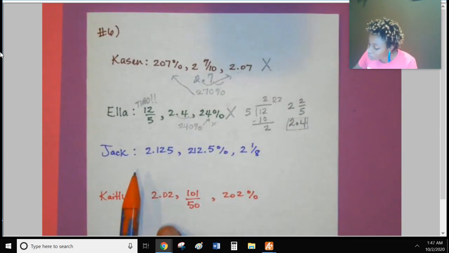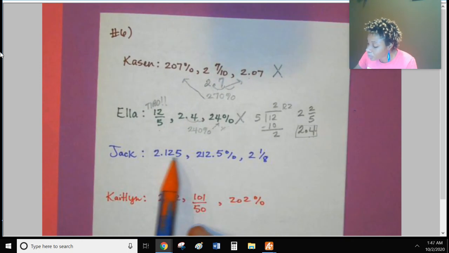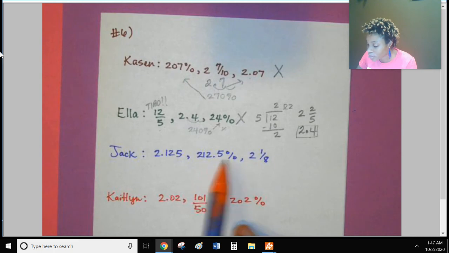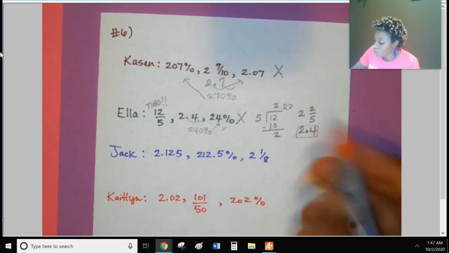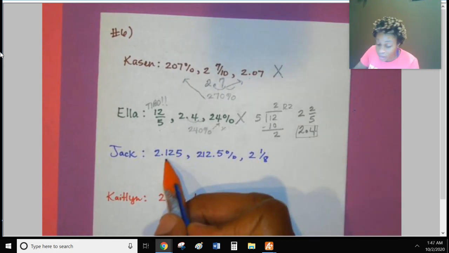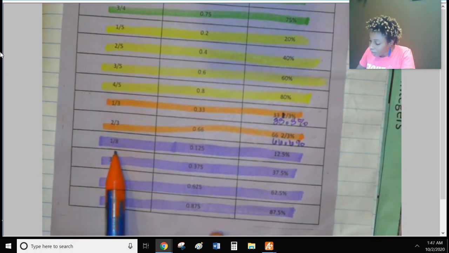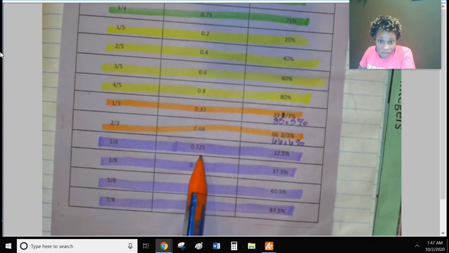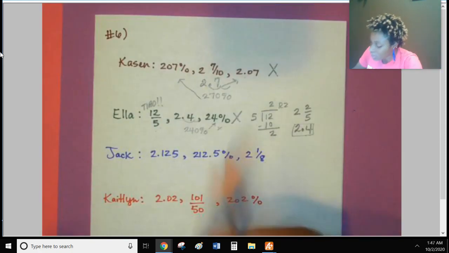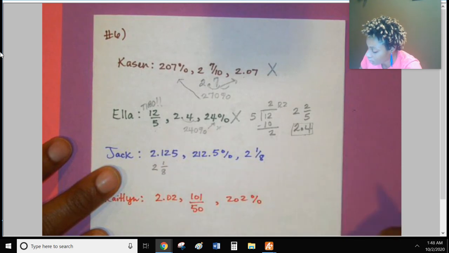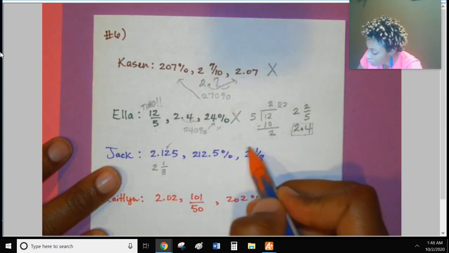Let's look at Jack. Jack has 2 and 125 thousandths, 212.5%, and 2 and 1/8. 2 and 1/8. Again, if you've been studying your charts, here we know that 1/8 is 125 thousandths, okay? So I can take this decimal and I know that it's 2 and 1/8, okay? So far this one and this one match.